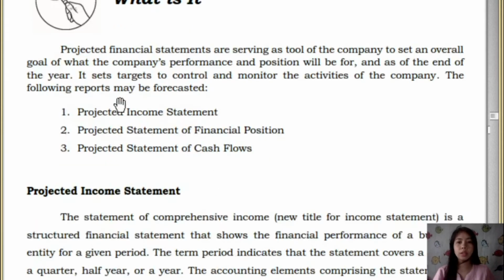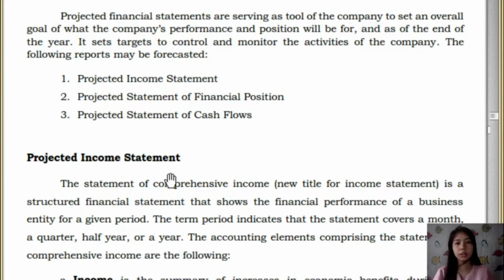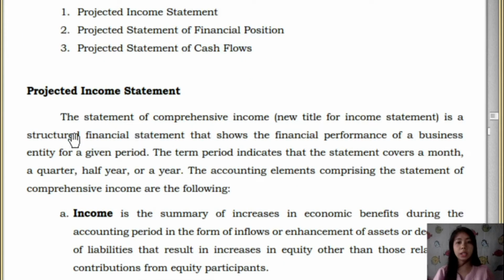So, these are the following reports to be forecasted or projected. First, we have the income statement, a statement of financial position, and statement of cash flow. Okay, it is these 3 that will be useful for us to project all the activities for us to control and monitor sa loob ng company. So, first we have the income statement. Isa-isahin muna natin itong tatlo.